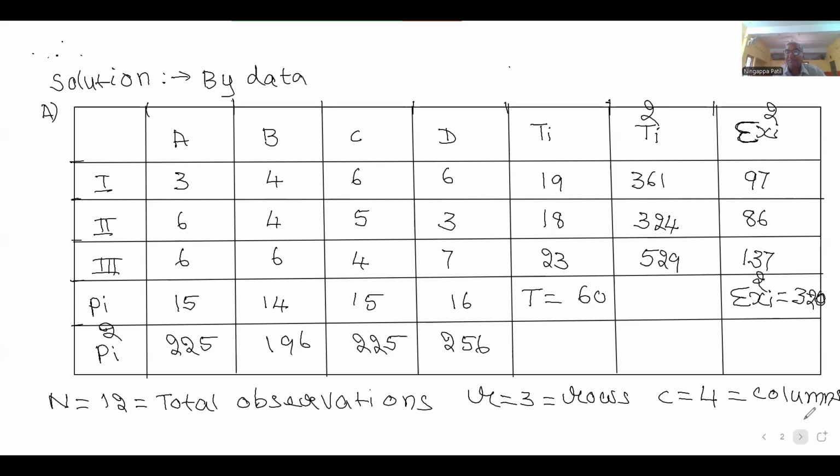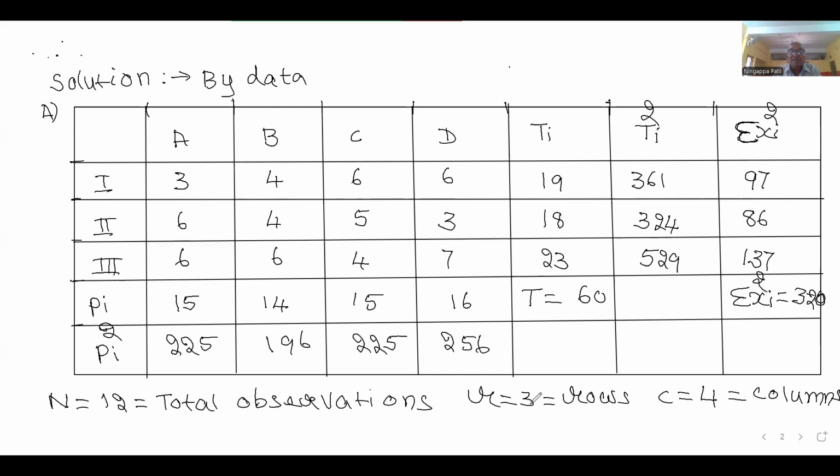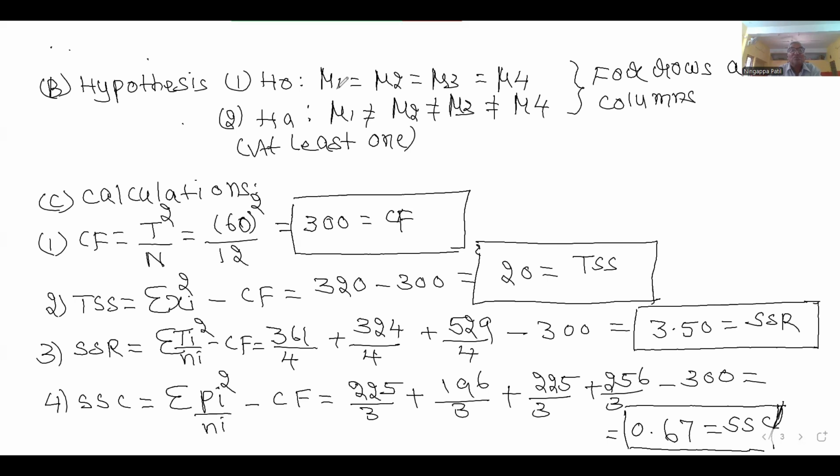You can write them. Then next, state the hypothesis, my dear students. Very important it is. There are 2 hypotheses: the null hypothesis H0 and the alternate hypothesis HA. For the null hypothesis, look here. You see the rows 3, columns 4, and columns are more. Then you take 4 mu's here. Look here, mu1 equal to mu2 equal to mu3 equal to mu4.